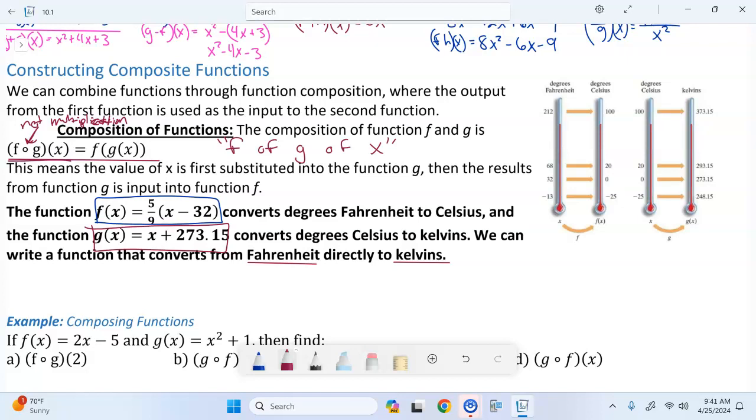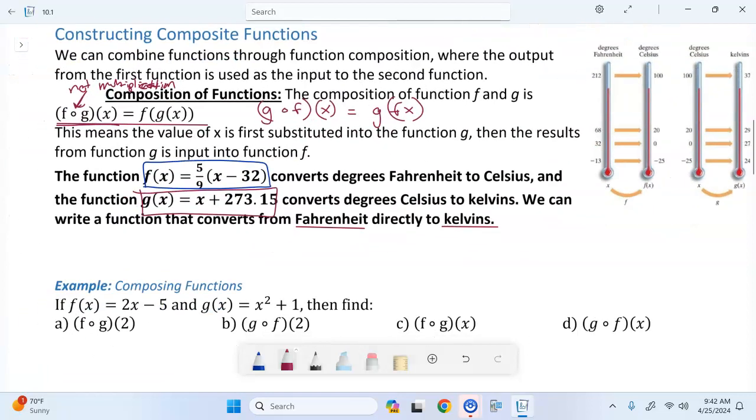We could also flip it around. We could do a different composition. I could say instead of having g be the input, I could have f be the input. And I could have g of f of x, which gives me that f of x is the input into g of x. And so by doing this composition, it allows us to make a new formula that skips that middle step and allows us to get to the final output.